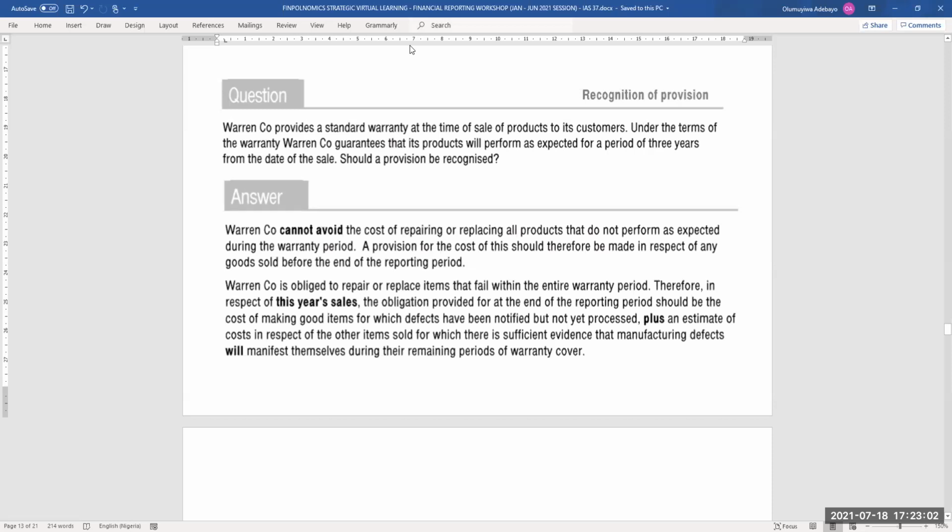The company is obliged to repair or replace items that fail within the entire warranty period. Therefore, in respect of this year's sales, the obligation provided for at the end of the reporting period should be the cost of making good items for which defects have been notified but not yet processed, plus an estimate of cost in respect of the other items sold for which there is sufficient evidence that manufacturing defects will manifest themselves during their remaining period of warranty cover.